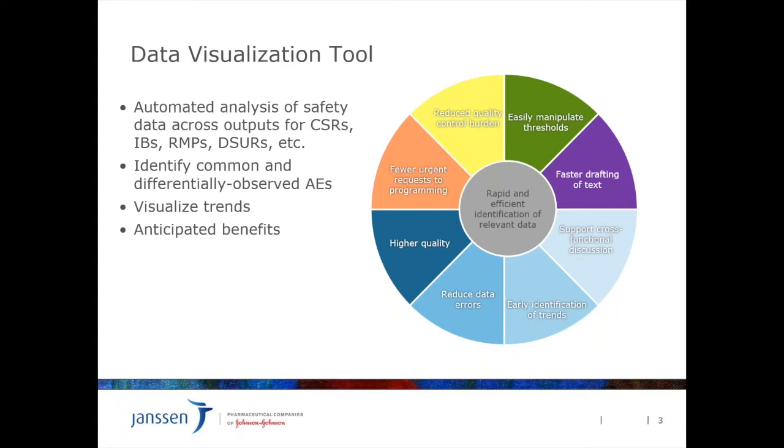The tool also uses heat mapping to visualize trends. The benefits of this tool are numerous and detailed in the figure, but they all drive into two main areas. First, it allows us as writers to draft content for regulatory documents at a much faster speed. Second, it significantly improves the quality of documents by reducing data errors in preliminary drafts of documents and freeing up the time for cross-functional teams to consider data in a more dynamic and thoughtful way. This also reduces quality control burden and saves our colleagues in programming from last-minute ad hoc requests.